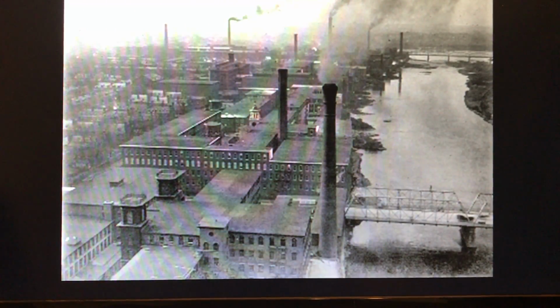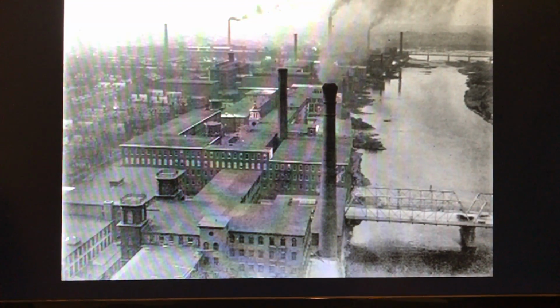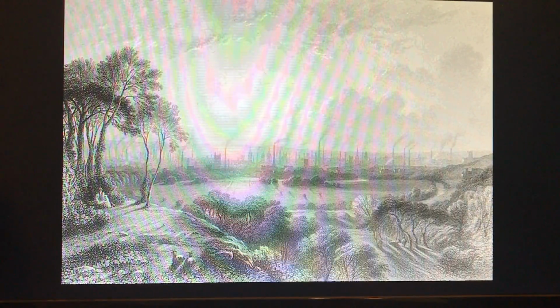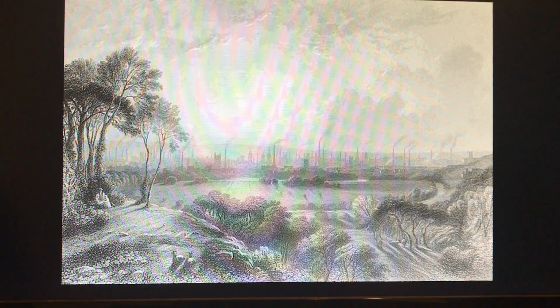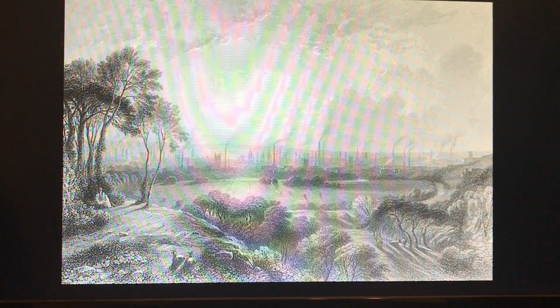Okay, another picture of a river, industrial town that pops up along the river. Smokestack after smokestack after smokestack. This is what the skyline of most England cities looked like. An artist's rendering or image of what a British town would look like. Probably not too far off from reality.